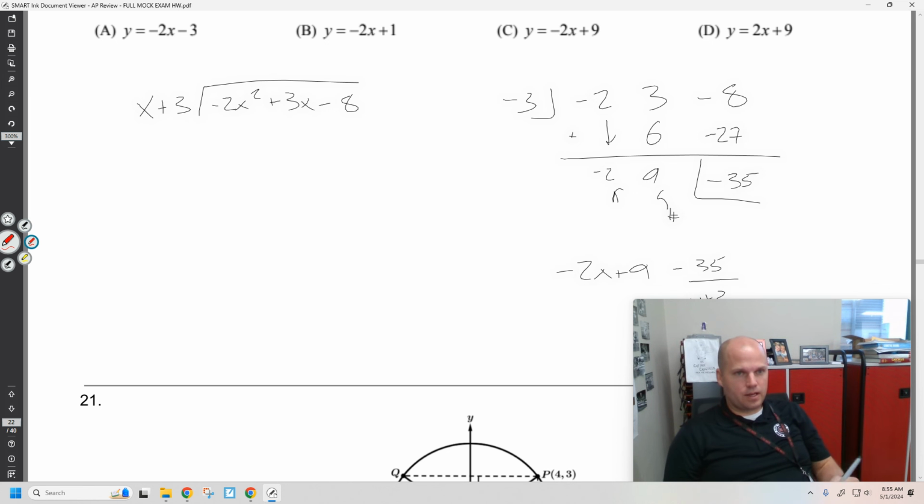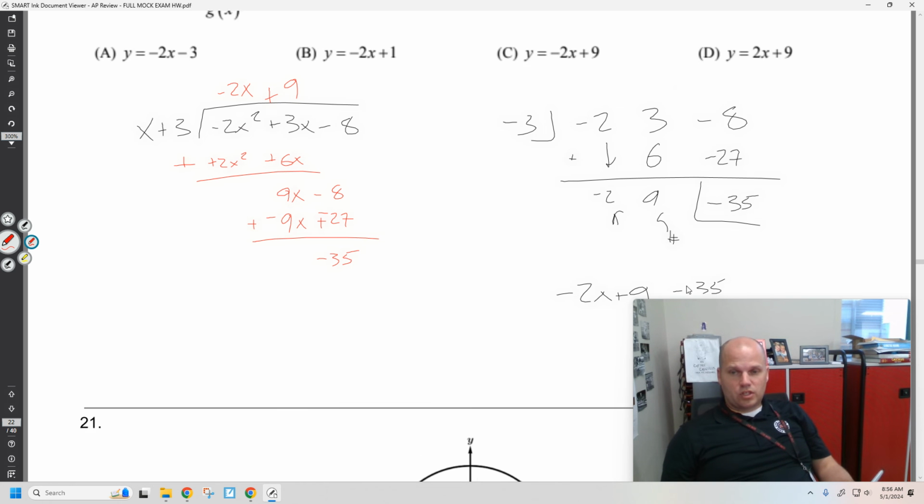Let's double check. I need to get rid of the negative 2x squared. I need negative 2x. So that's negative 2x squared minus 6x. Subtract means add the opposite. There's 9x. I need a plus 9. I'm done, but let's just keep going. That's 9x plus 27. Subtract. Bring down the 8. Add the opposite. It's negative 35, just like we suspected.